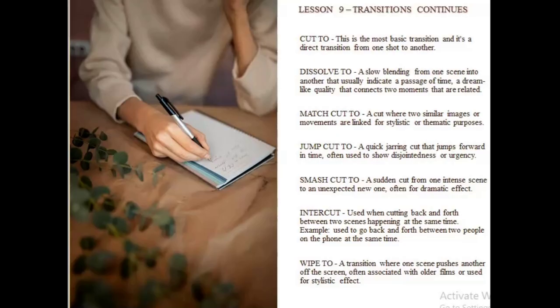Smash cut to. A sudden cut from one intense scene to an unexpected new one, often for dramatic effect. Intercut. Used when cutting back and forth between two scenes happening at the same time. Example, used to go back and forth between two people on the phone at the same time. Wipe to. A transition where one scene pushes another off the screen, often associated with older films or used for stylistic effect.